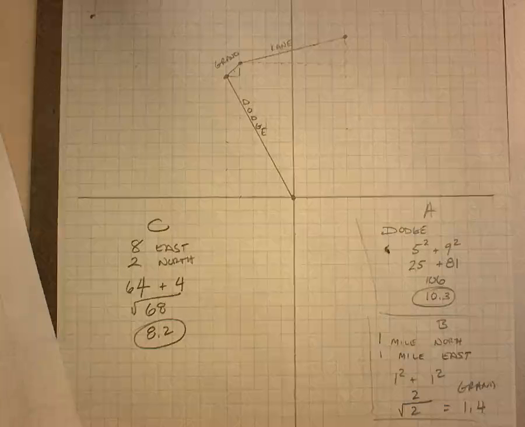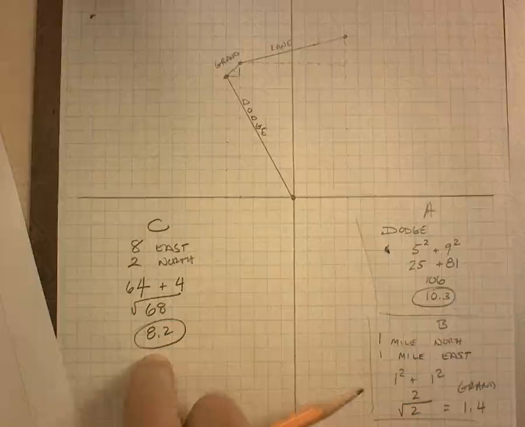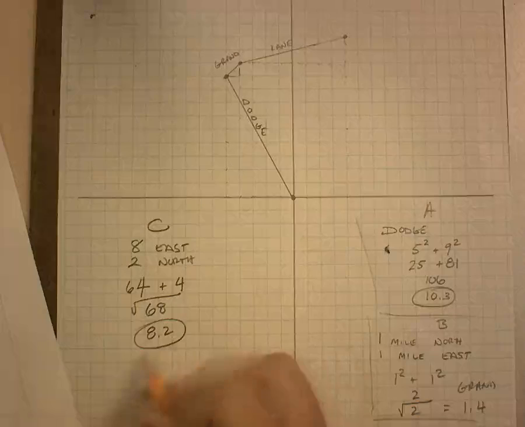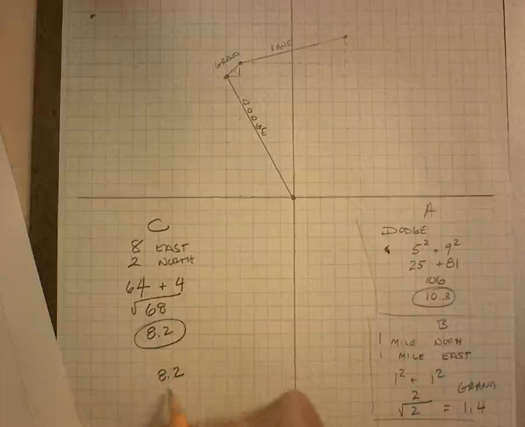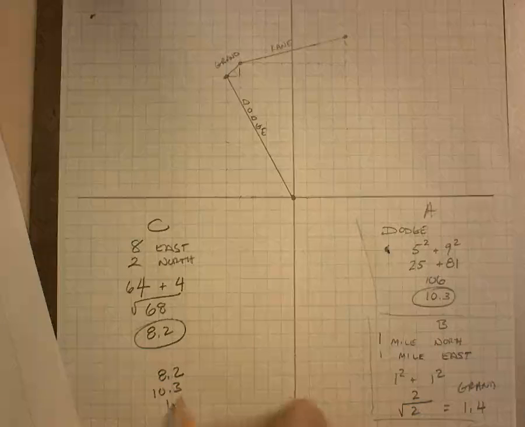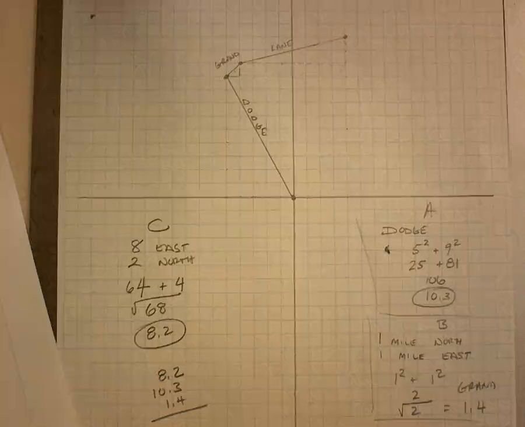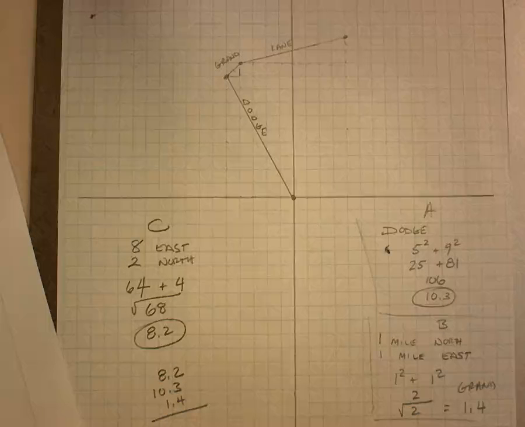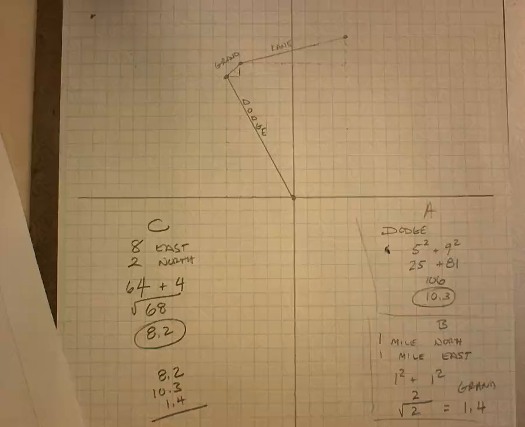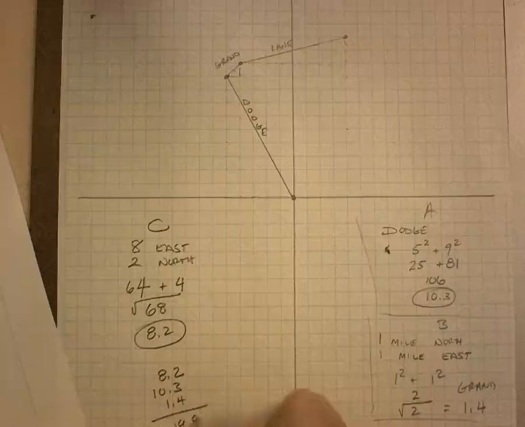So how many miles did the police officer travel on Kane Street? 8.2. How far did he travel in all? So I'm going to add up all those guys. I have 8.2 plus 10.3 plus 1.4, which is 19.9.